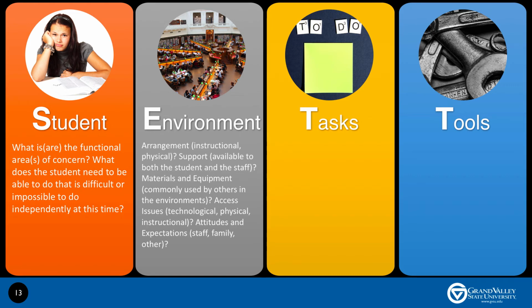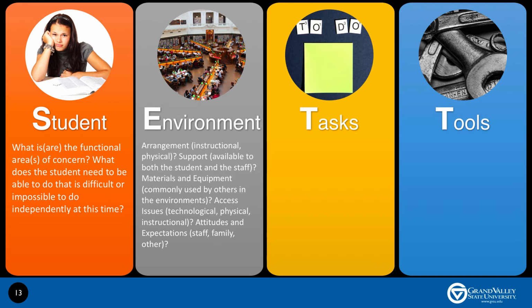When it comes to the environment, there is so much more to the environment than just the fourth grade classroom or the seventh grade classroom. We need to ask how many students, what is the physical layout of the environment, how much support is available from and to staff, what materials and equipment are being used by other students, are there physical access issues, what are the attitudes and expectations of others in the environments. And then these questions need to be extended to outside the classroom, such as the cafeteria, the playground, the home environment, where the student may need to use the technology and so on.